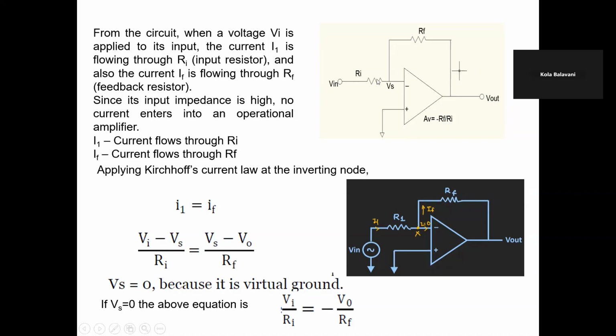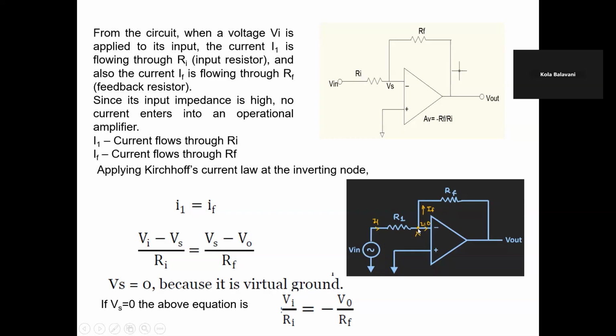So VA is applied. Here the current I1 is flowing through the R1, and the feedback current IF is flowing through the RF. Applying Kirchhoff's current law at this node, I1 equals IF. Here we are applying the input voltage at the inverting terminal. The current passing through R1 is I1, and the current passing through RF is IF.